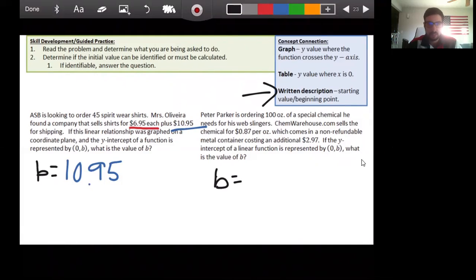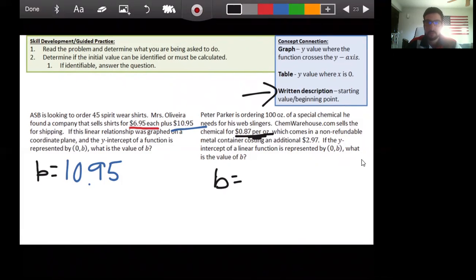So let's see, 87 cents per ounce. Because we have that per there, that's telling me it's going to change. That would be like my coefficient, my variable. That's not a b value. That's a change, which ends up becoming our slope in this case, which we'll get into more next year. All right, so let's keep going.